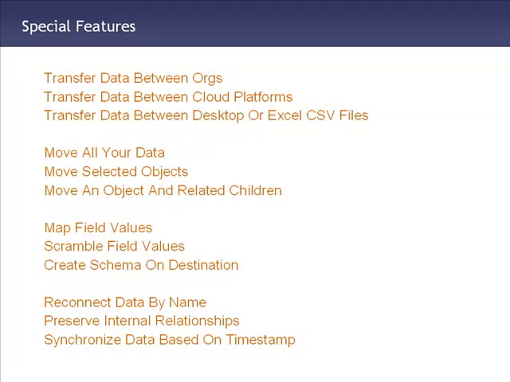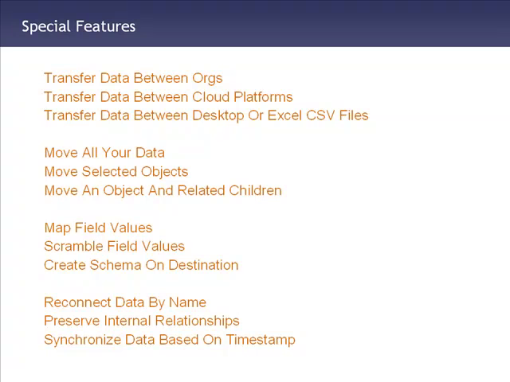You can move all of your data, or with easy-to-use filters you can move selected objects or a particular object and related children. Monarch lets you map the field values between the objects as you move them. You also have an option to scramble values, so if you want a developer account with example social security numbers or example email addresses, you can scramble those values when they're copied.